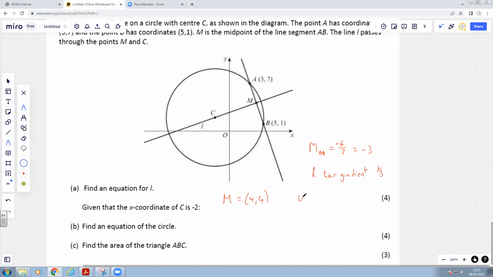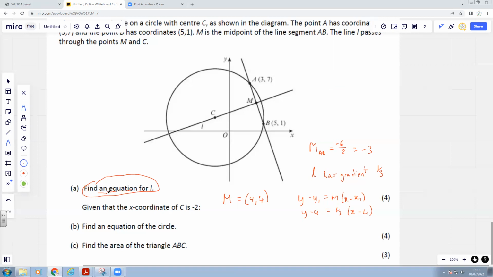So now I can just do y minus y1 is m times x minus x1. That gives me y minus 4 is 1/3 times x minus 4. Now in these situations, that gets you full marks because it's just an equation for L. Not the equation for L, an equation for L. A and an is called the indefinite article, I think, in English, and it just means that you're not being specific. And so you can give any equation for L there.